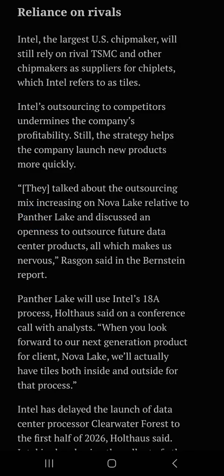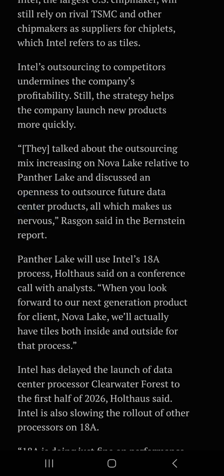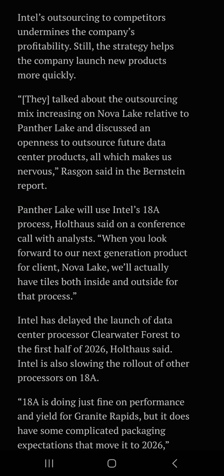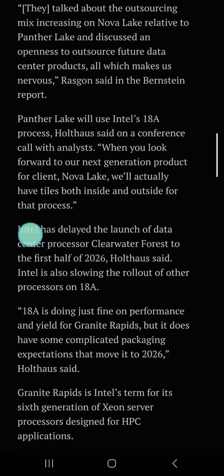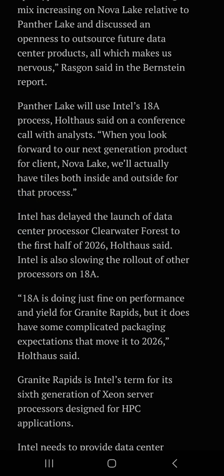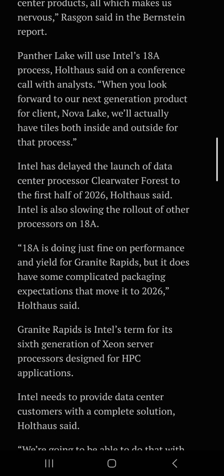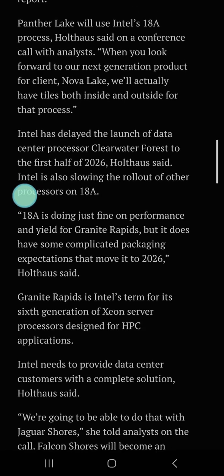They talked about the outsourcing mix increasing in the Nova Lake relative to the Panther Lake and discussed an openness to outsource of a future data center product, which makes us nervous, Lasgon said in the Bernstein report. Panther Lake will use Intel 18A process, Holthaus said on a conference call with analysts. When you look forward to our next generation product for client, Nova Lake will actually have tiles both inside and outside for that process. Intel has delayed the launch of the data center processor Clearwater Forest to the first half of 2026, Holthaus said.